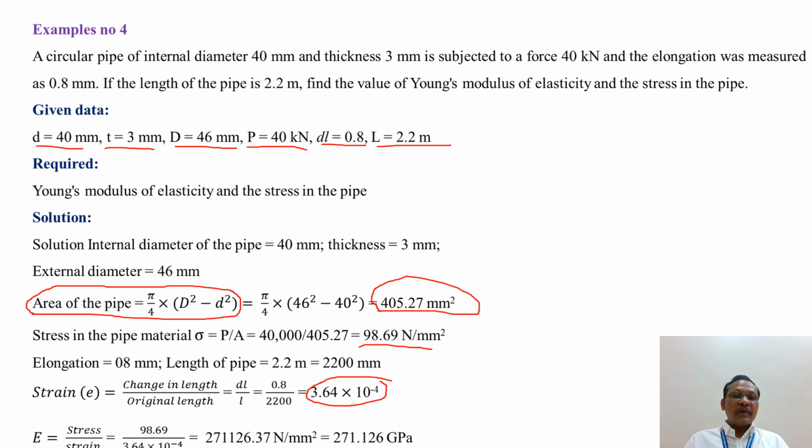So we can easily calculate the strain by substituting these values. We know that Young's modulus is nothing but stress upon strain. So substituting the stress value and strain value in this equation, we get Young's modulus equal to 271.126 gigapascal, or 271 into 10 raised to 3 Newton per mm square. So this is the fourth example we have discussed today.